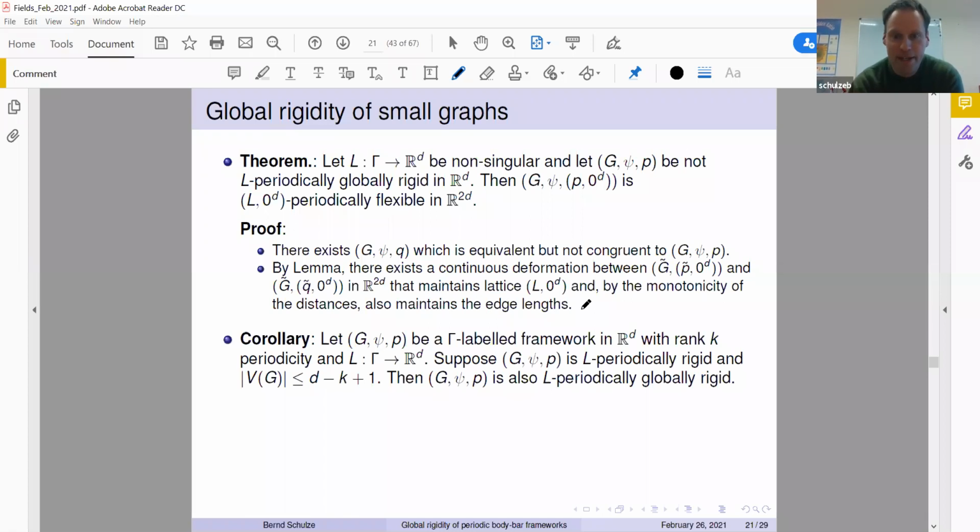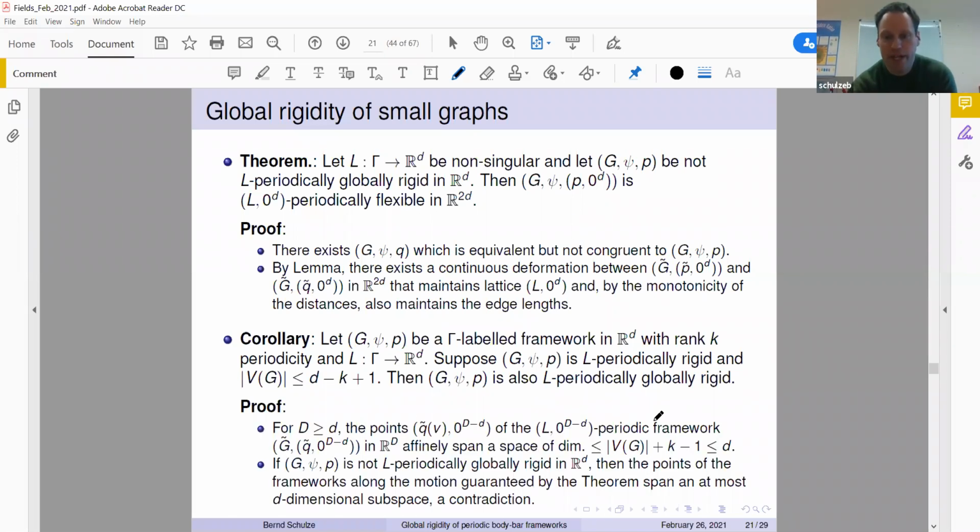And then we get a simple corollary from that, which is the one we want. Namely, if you have a periodic framework that has very few vertex orbits, so the number of vertices in the gamma label graph is at most D minus K plus 1, then if it's rigid, then it's globally rigid. Okay. Proof again is very short, so we just use the previous result here.